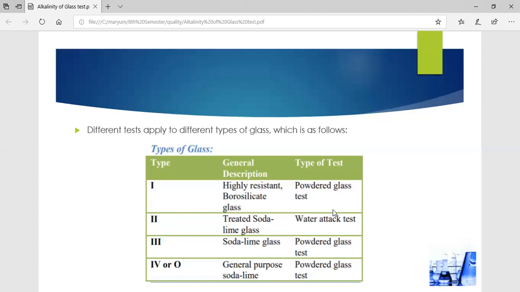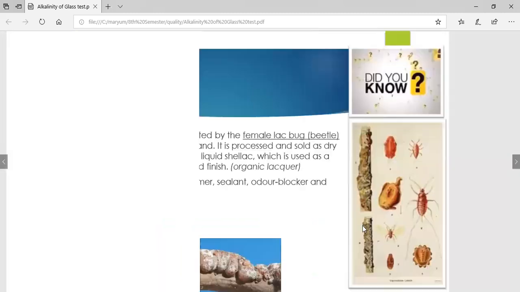Then the next type is type 4, or type NP glass. This is general purpose soda lime glass. It is a glass with maximum leaching property, and mostly we do not store parenteral dosage forms or powders in it. It is mostly used for topical products like tablets or ointments for storage. So this is the glass of the least quality, with the maximum leaching property, type 4 glass, and the test we perform is the powder glass test.